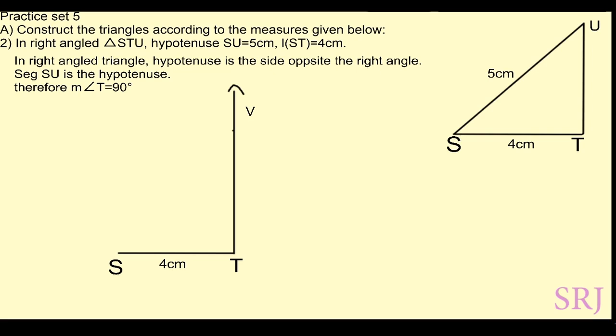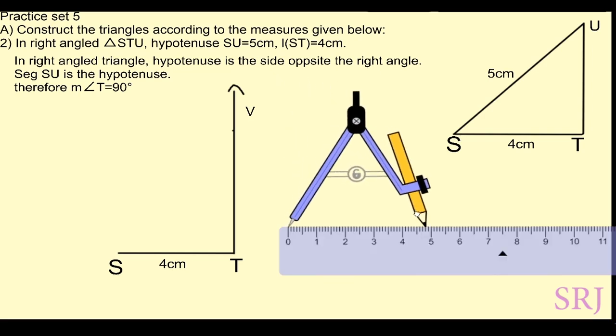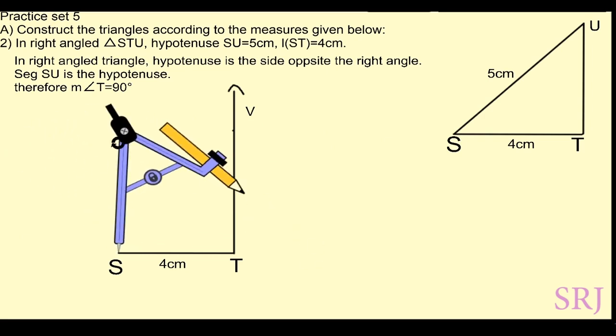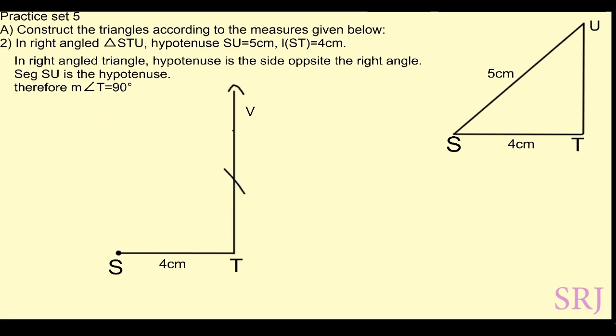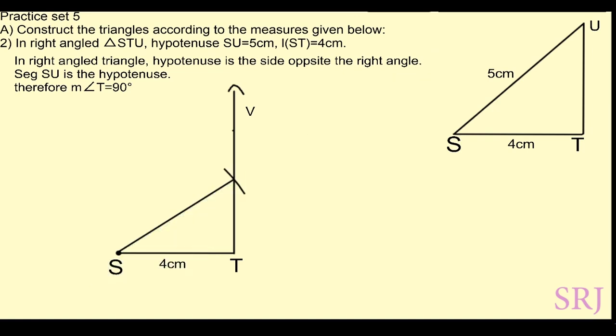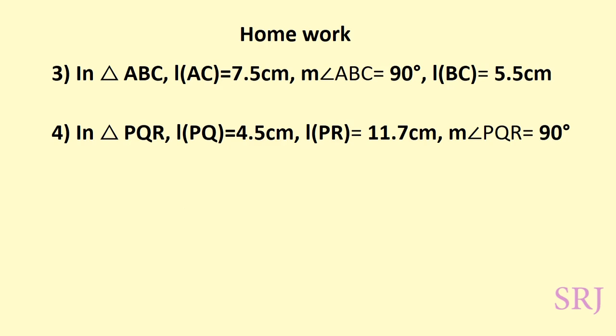Take a compass and measure 5 cm on scale. Then place the steel head of the compass on point S and draw an arc on ray VT. Draw a line to join point U and S. Name it as U. Add the measurements of its sides as per the rough figure.